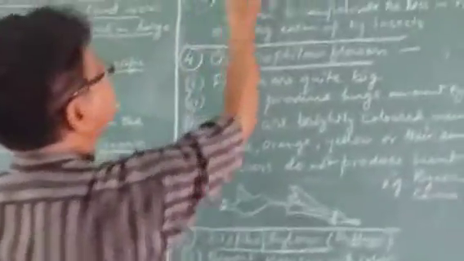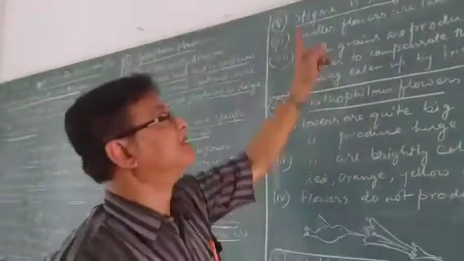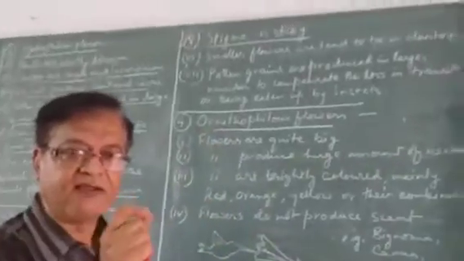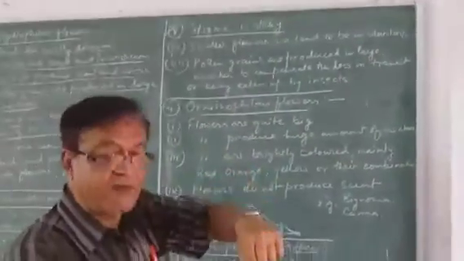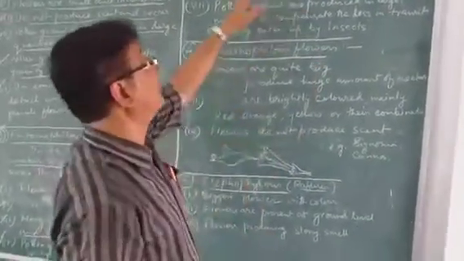Fifth point is, stigma is also sticky. Because the pollen grains are sticky, rough and spiny, the stigma is also very sticky, so that when the pollen grains drop onto them, they do not move and drop off. This is the reason why stigma is sticky.